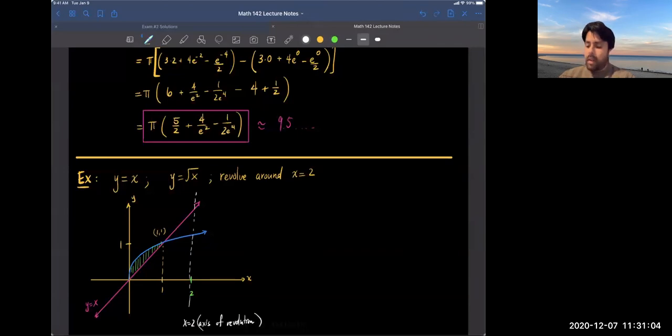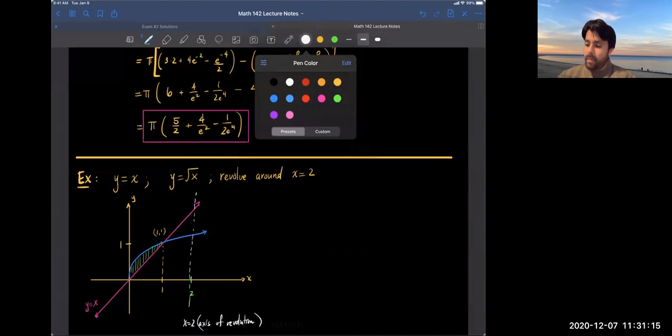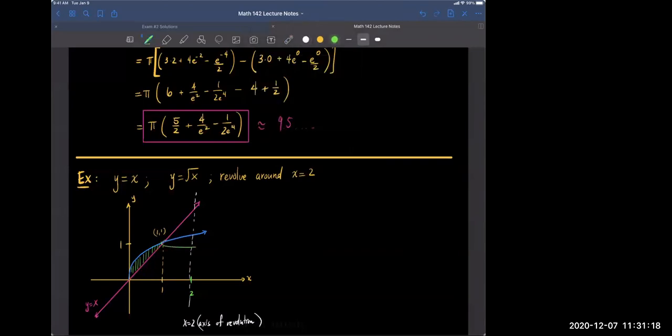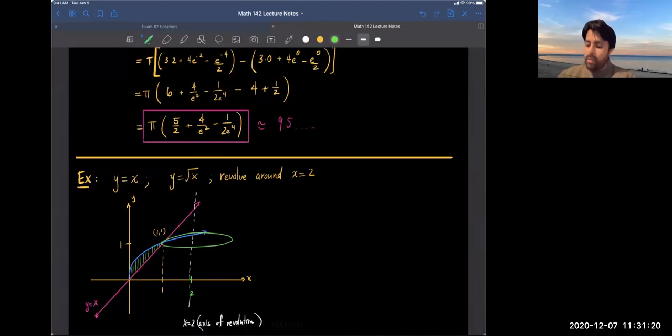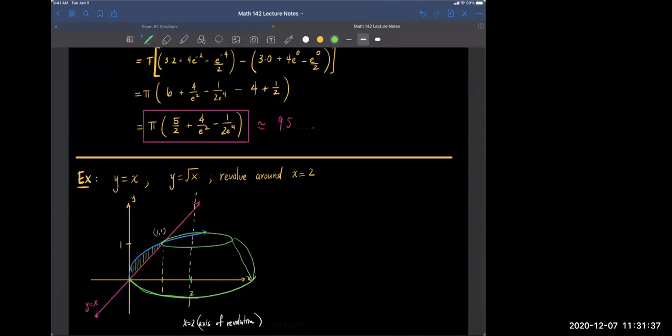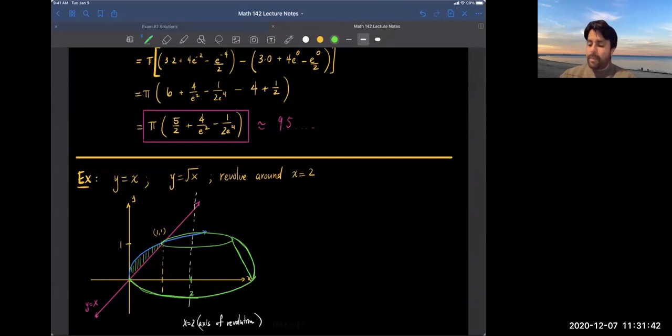Now, what happens if I revolve this region around this axis? What would I get? Cool. I'll get something like this, right? I'll get like a dome in a way. I'll get like some kind of dome here, but hollowed out. You see that? It almost looks like a flying saucer kind of deal.